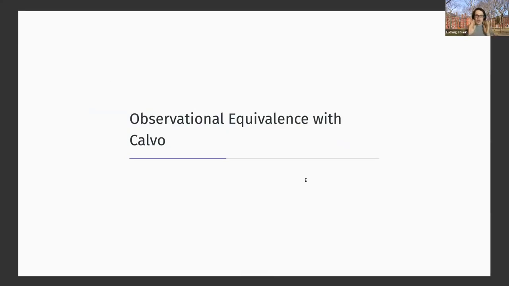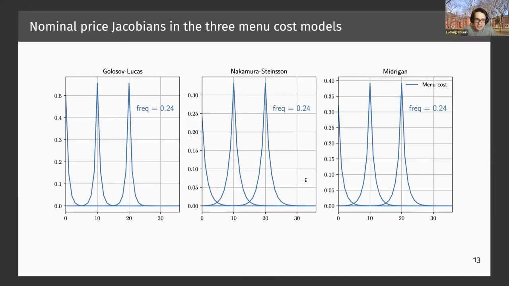I'm going to show you nominal price Jacobians, and then importantly, Phillips curve Jacobians for 3 different menu cost models: the Golosov-Lucas model, the Nakamura-Steinson model, and the Midrigan model. And then we're going to see how well we get a Phillips curve Jacobian to fit these Jacobians. Okay, let me just flash the results for nominal price Jacobians here.